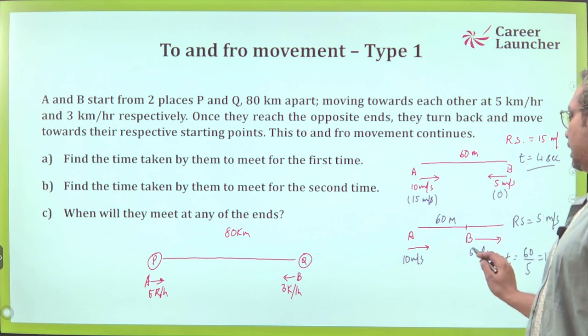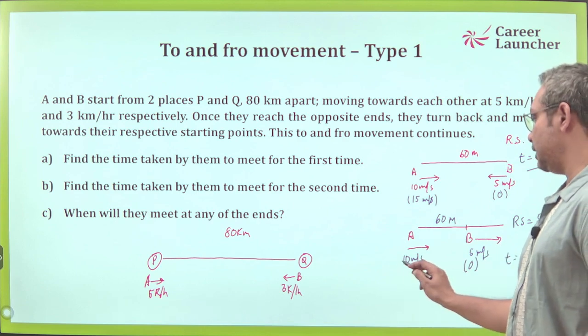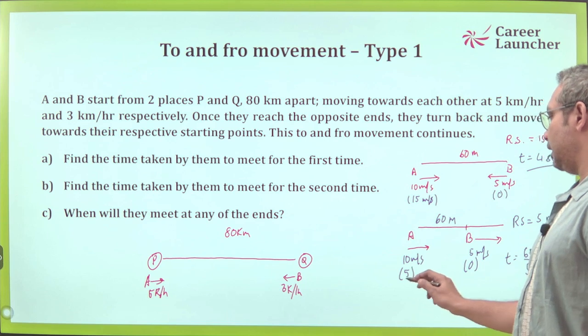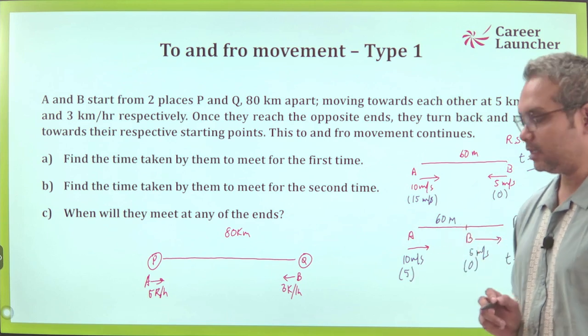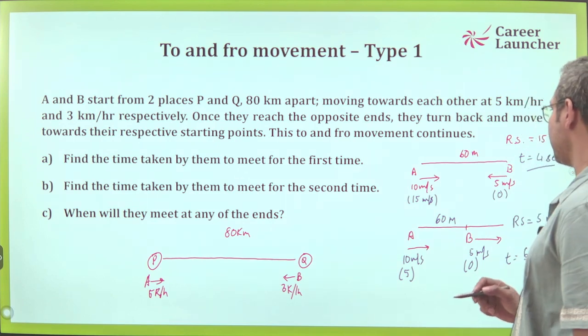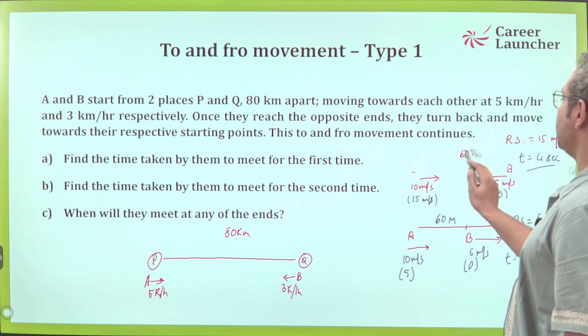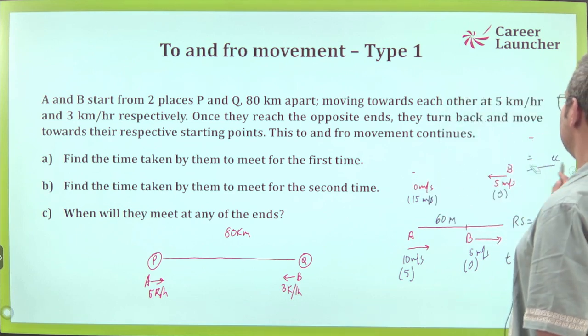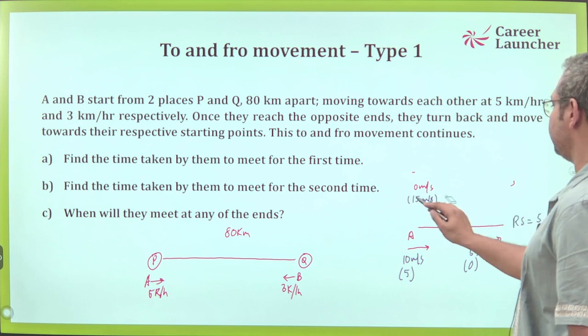Here also we can assume that B is actually not moving, stationary, and A's speed has become 5. So A has to cover the entire 60 meters at the speed of 5 meters per second, and hence will take 12 seconds. So in short, what we have is, if two objects are moving, we can write down the relative speed concept here.